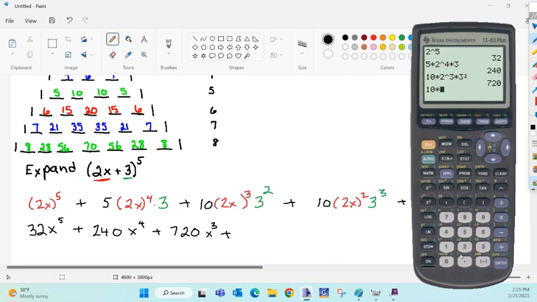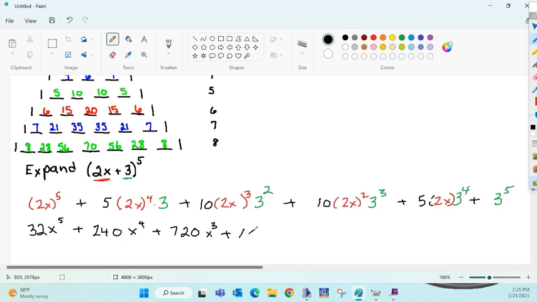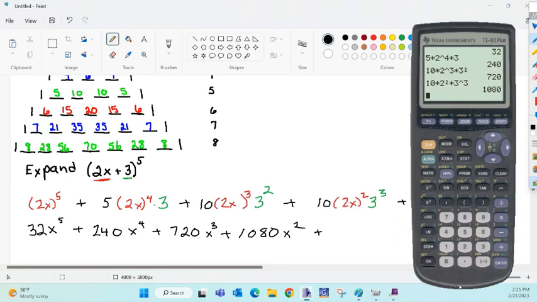So times 2 squared times 3 to the 3rd power. So 1080, 1080x squared, plus another one, 10 times 2 squared times 3 squared.